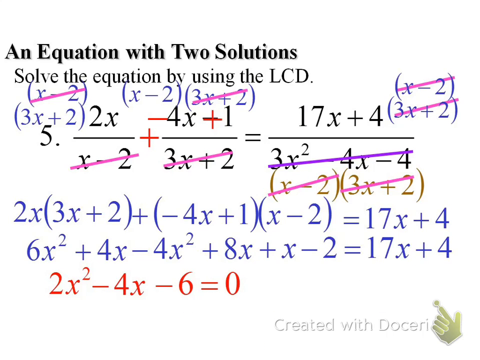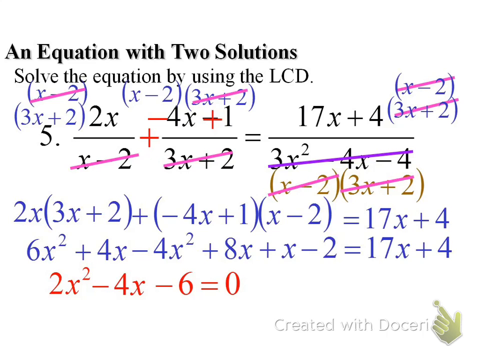Now, normally we jump right into MA. There's a problem with that here. Does anyone see the problem? Yeah, everything's divisible by 2. Remember, MA does not work if there's a greatest common factor. So we need to pull a 2 out front. That'll leave us with x squared minus 2x minus 3 equals 0.